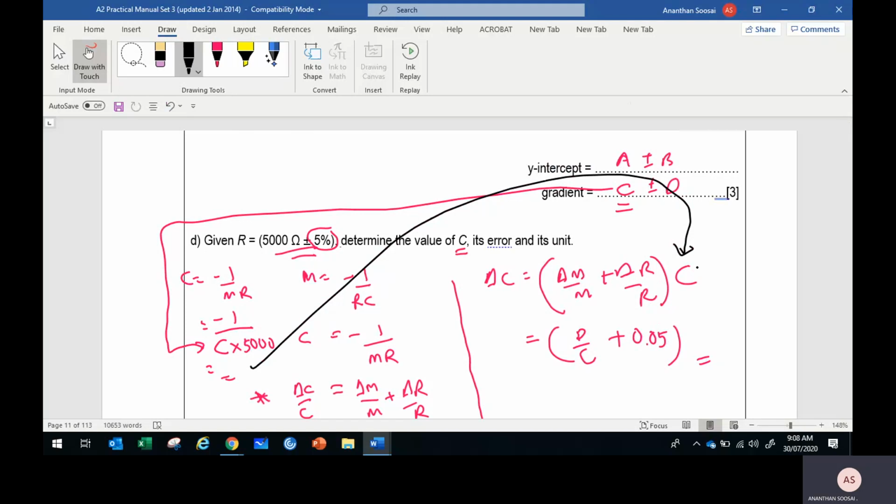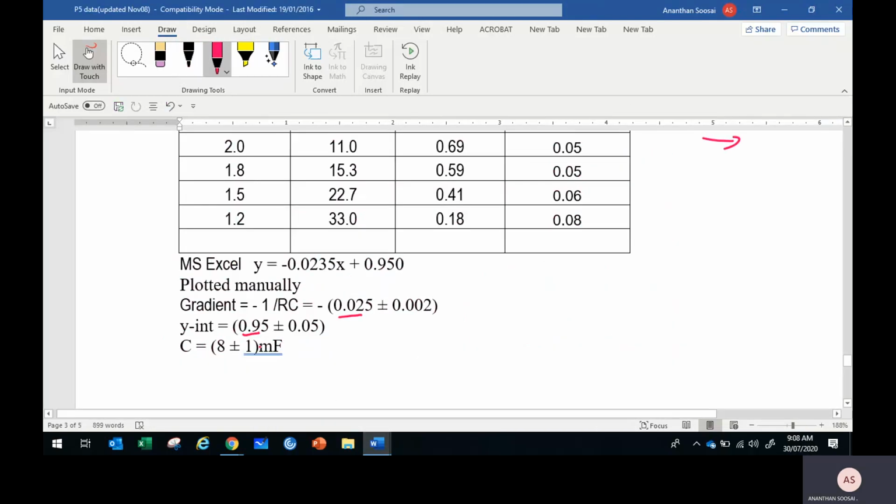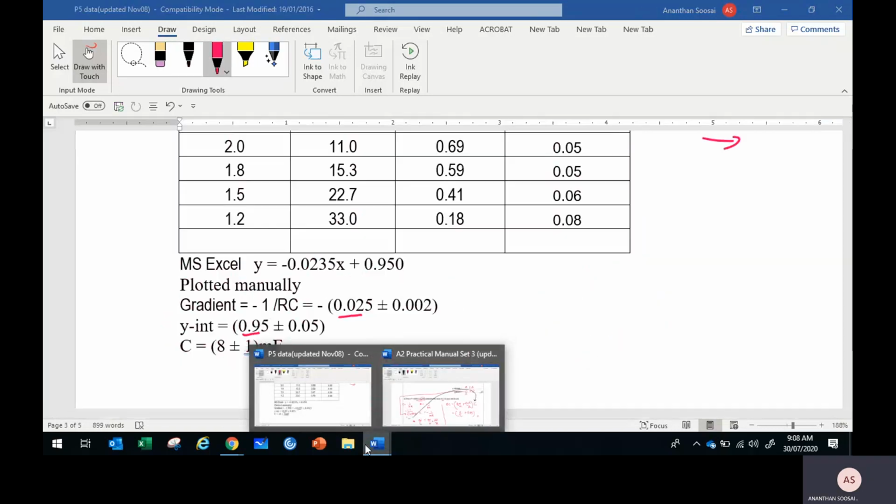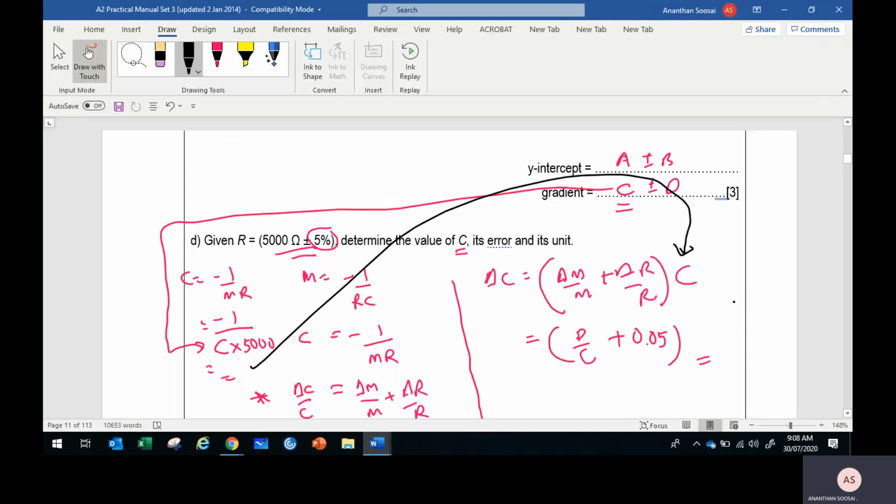This method says 8 plus minus 1. As usual, the error is not that important. The value is 8 plus minus 10%. They're going to check the method only. They don't care about the 1; maybe it could be 2 or 3. In the mark scheme, what is the method? The method is the formula: changes of C over C equals changes of M over M plus changes of R over R. You wrote that, you get the mark. The method of finding the changes of C is given a mark.